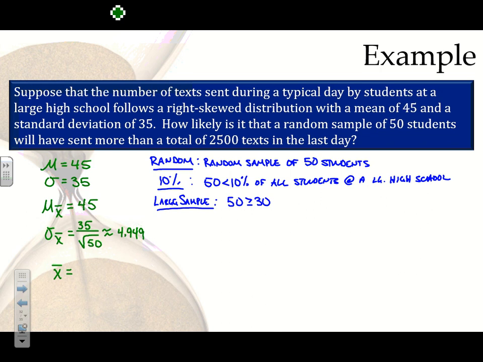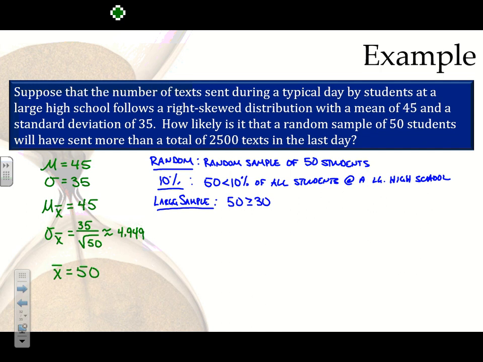2,500 divided by 50. Yep. So we're just calculating an average. It's like we added up all the texts, so there's 2,500 total, divided by the 50 total students. About 50 per student is what we're looking at. Now, here's the thing to think about in this case. The way I'm solving it right now, I kept my mean and standard deviation as 45 and 35. So 45 texts per student with a standard deviation of 35 texts per student. Since I was looking at a total of 2,500 texts out of 50 students, that meant 50 texts per student.